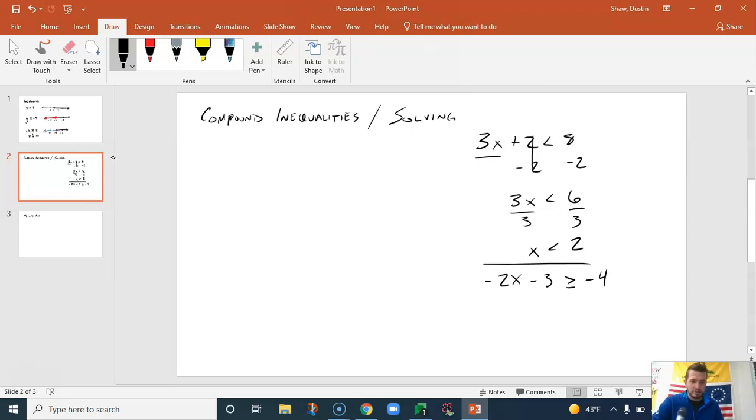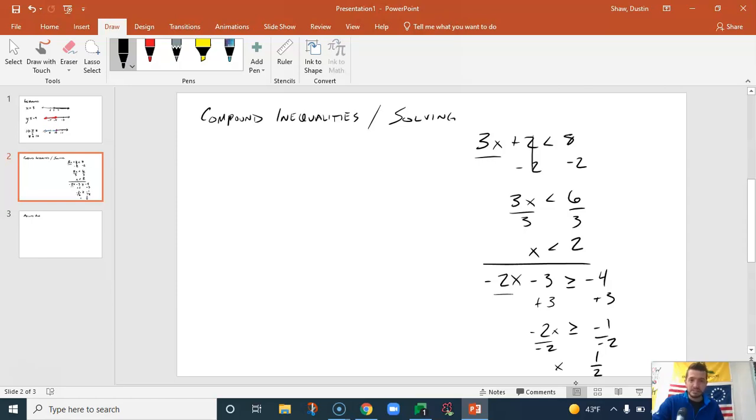Let's do it. Again, just going to get this by itself, so add 3 to both sides. This is going to be negative 2x is greater than or equal to negative 1. And I'm going to divide by negative 2. Now, this is where things get tricky. I know my x is going to be here by itself, and my answer over here is going to be, negative divided by a negative is a positive, so this is going to be 1/2.